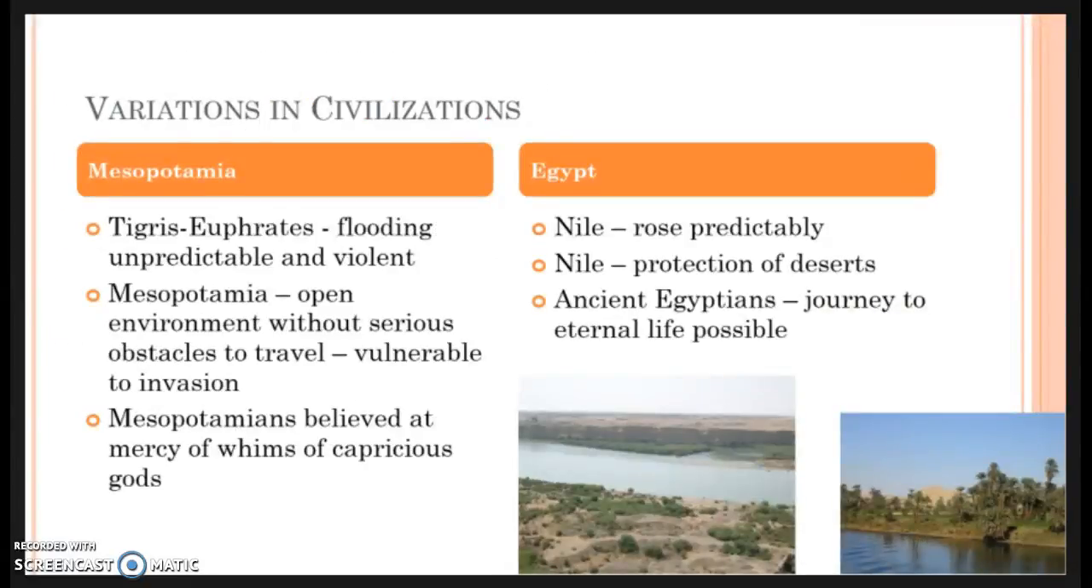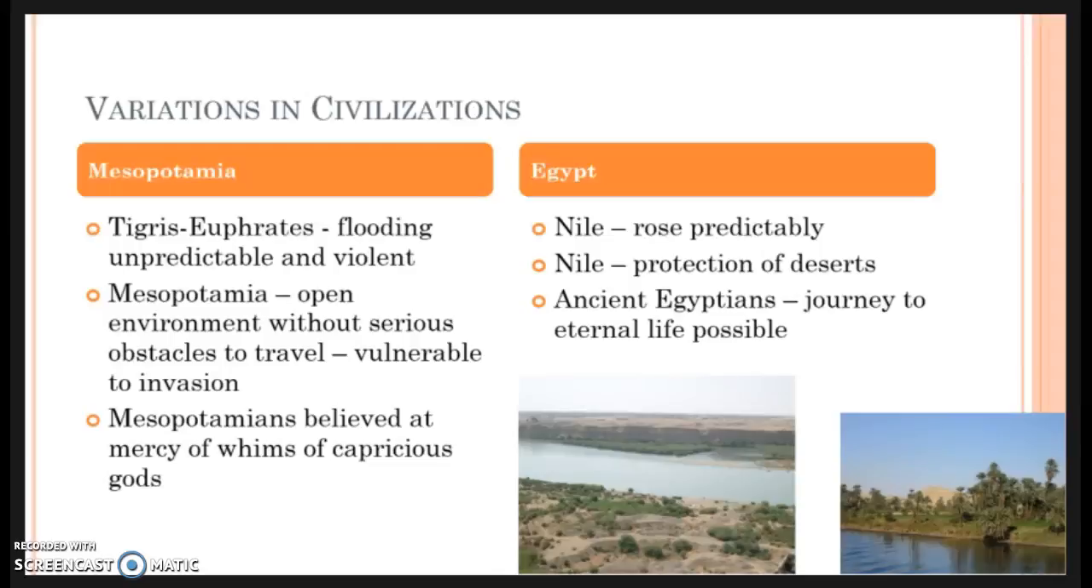Now, very quickly, we should look at the differences between these civilizations, primarily between Mesopotamia and Egypt. And I would argue that the very foundation of their differences comes from their relationship to their environment. In Mesopotamia, we have the unpredictable and violent flooding of the Tigris and the Euphrates Rivers. They also have a very open environment where there are no geographical barriers.